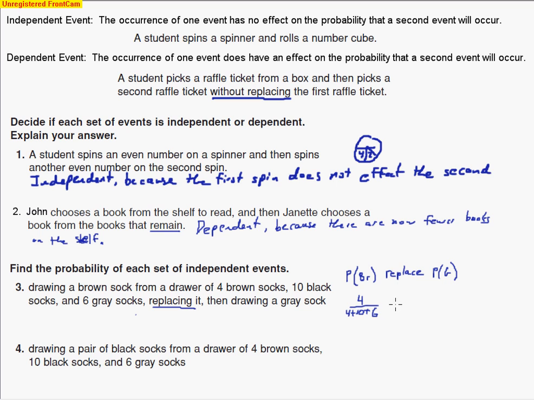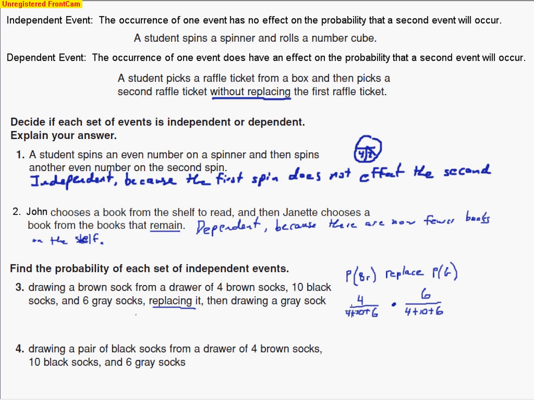And then we're going to multiply, and now when we're multiplying, because we're selecting one sock and then another, there are lots of different choices. So this comes back to that fundamental counting theorem, where we have lots of different choices we can end up making, and so that's why we end up multiplying these probabilities. So we have a gray sock to pick. How many gray socks are there? There's 6 gray socks. Now we replace the one brown, so we still have 4 browns. We still have those 10 blacks, and we have 6 gray socks to choose from.